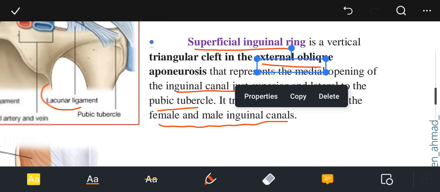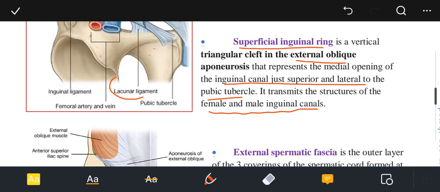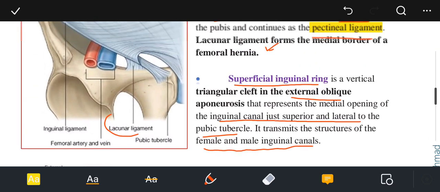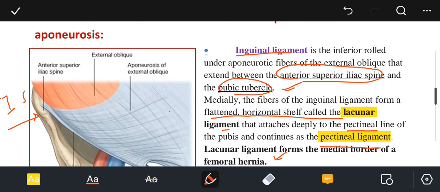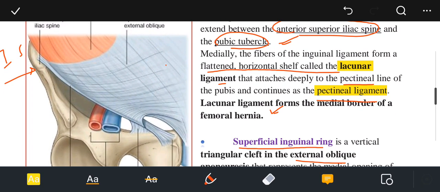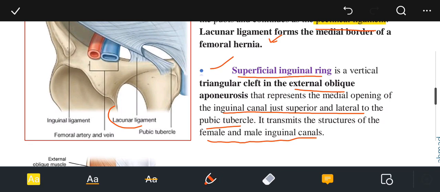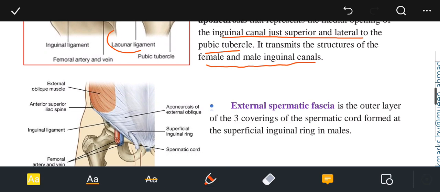Now let's move forward to the next point, that is the external spermatic fascia. Up till now we have seen the inguinal ligament and its different divisions, including the lacunar and the pectineal ligament, and the superficial inguinal ring. The third component given by the external oblique muscle is the external spermatic fascia. It is the outer layer of the three coverings of the spermatic cord formed at the superficial inguinal ring. The spermatic cord has three layers, and each layer comes from one of the muscular layers. The outermost covering is given by the external oblique aponeurosis, that is the external spermatic fascia, formed at the superficial inguinal ring in males.